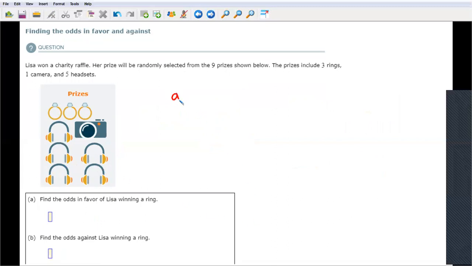So we're looking for odds here. So in the first problem, problem A, we're asked to find the odds in favor of Lisa winning the ring. So the odds in favor of Lisa winning the ring, you take your 3 rings here, that's going to go on top.